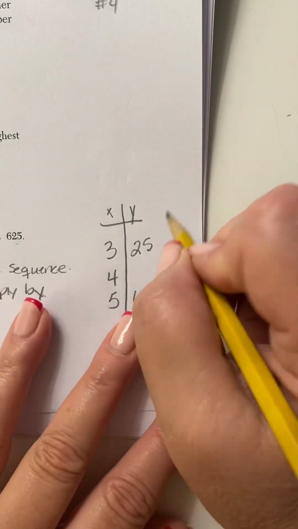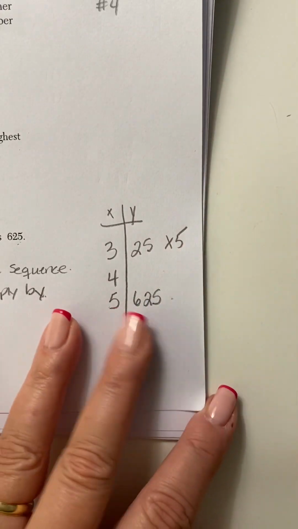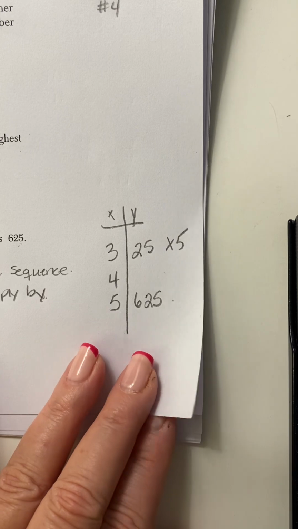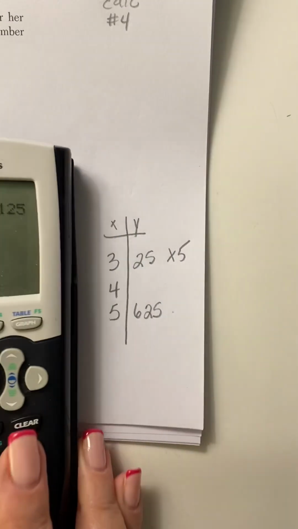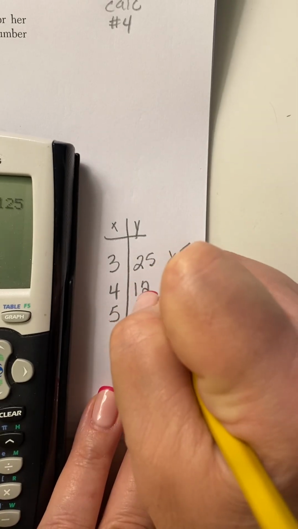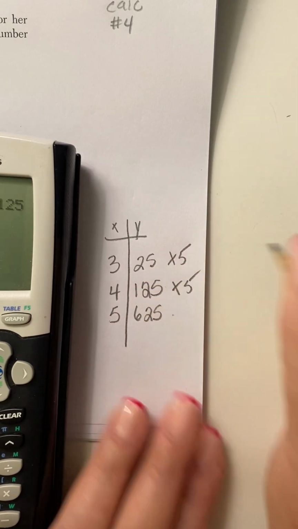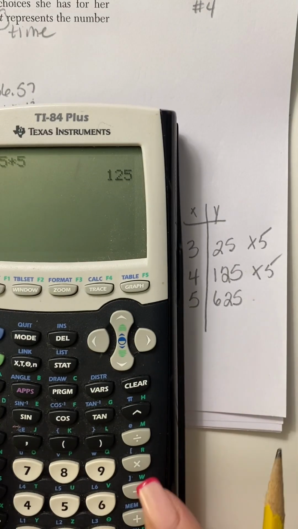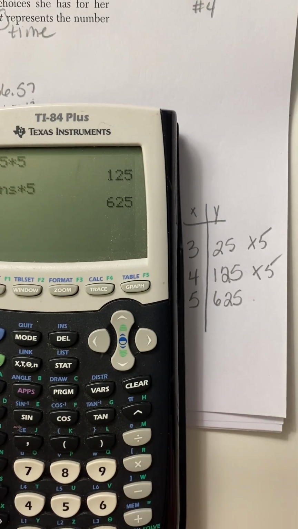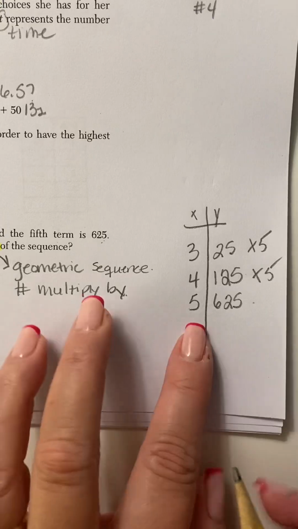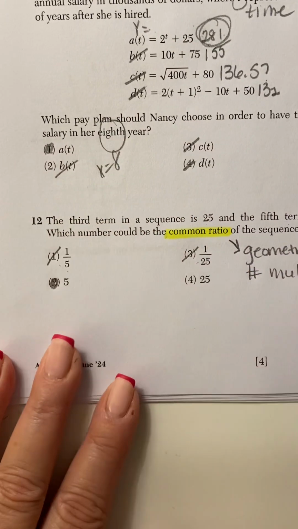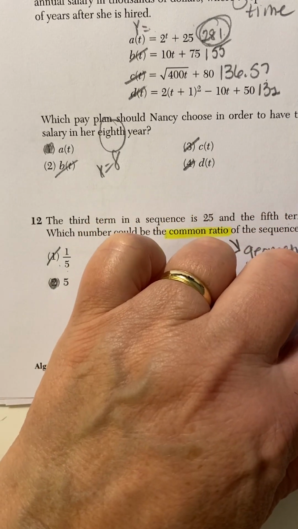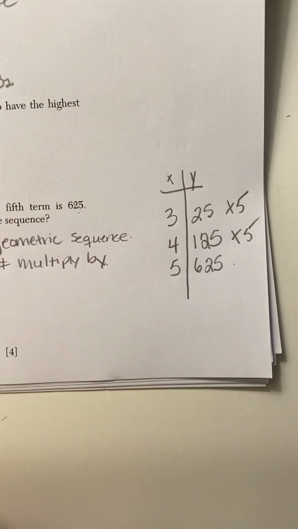Choice 2 is 5. If I multiply this by 5, using my calculator, 25 times 5 is 125. That means my fourth term would be 125. And if I multiply by 5 again, I get this number, 625. So I'm multiplying by 5 in order to go from the third term to the fourth term, and then from the fourth term to the fifth term. Okay, next page.